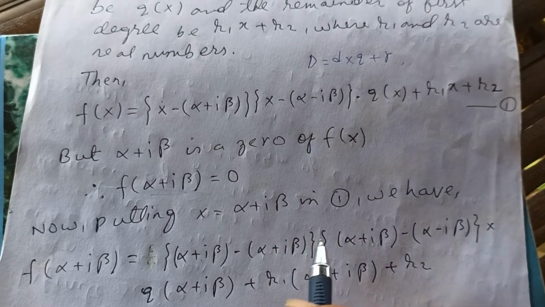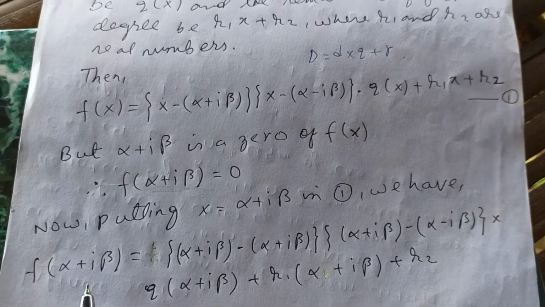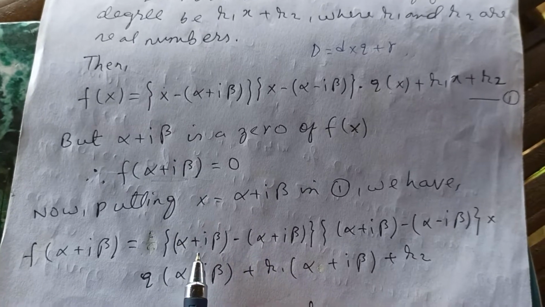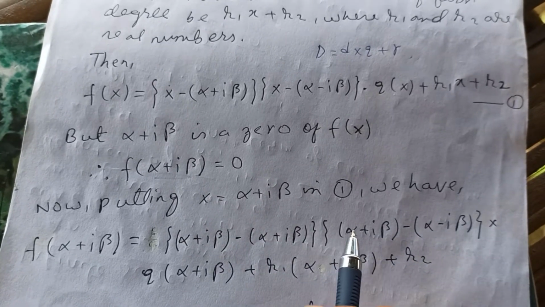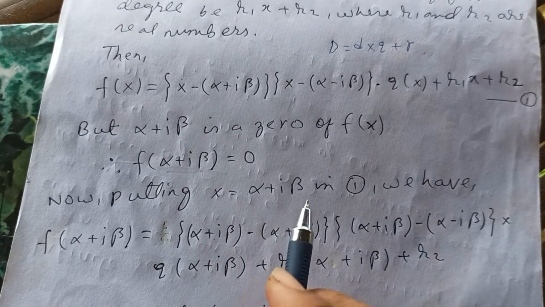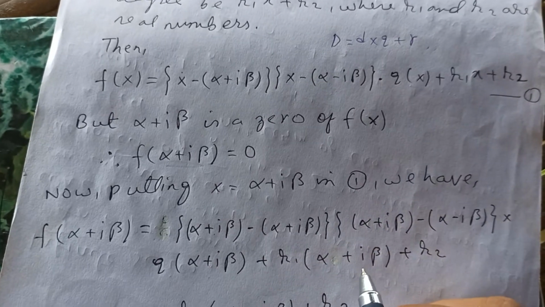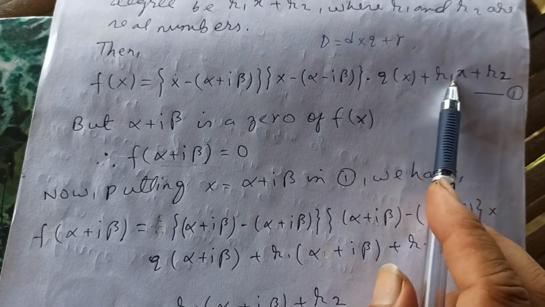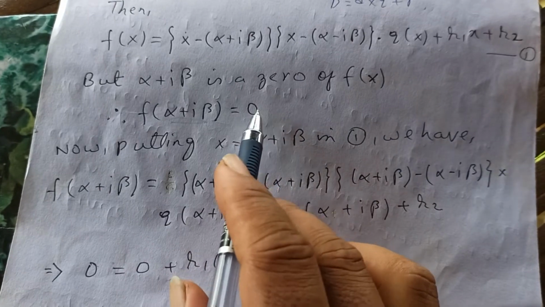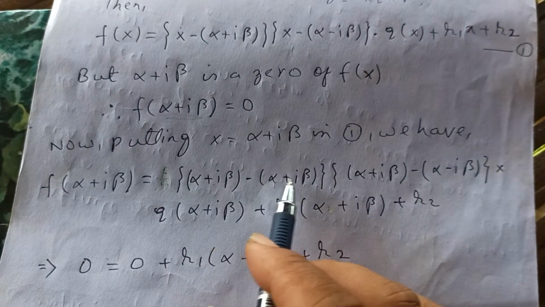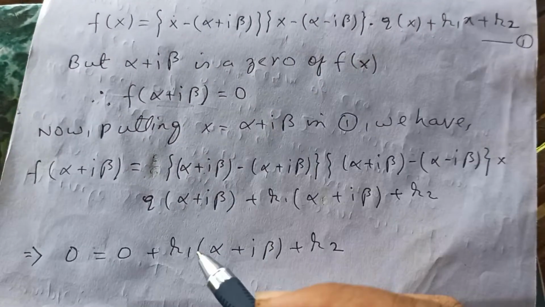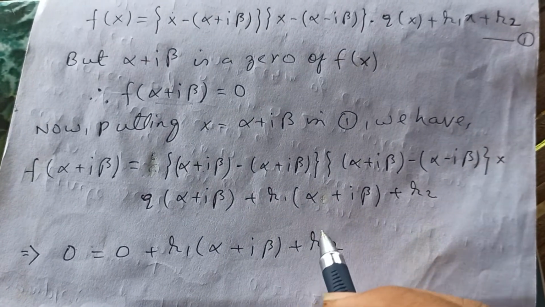Now putting x equal to alpha plus i beta in equation 1, we have that f of alpha plus i beta is equal to, so x is alpha plus i beta minus (alpha plus i beta), and alpha plus i beta minus (alpha minus i beta), times q of alpha plus i beta, plus r1 times (alpha plus i beta) plus r2. Just substitute the value of x. Now, since this is 0 here, 0 is equal to, so these two will be 0 again, 0 times these things, and this will be 0, plus r1 (alpha plus i beta) plus r2.